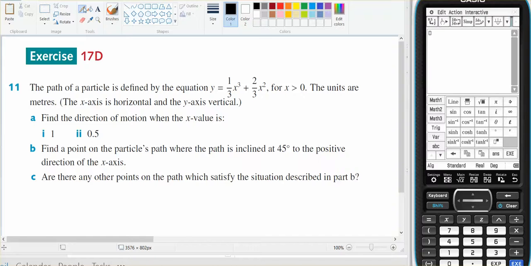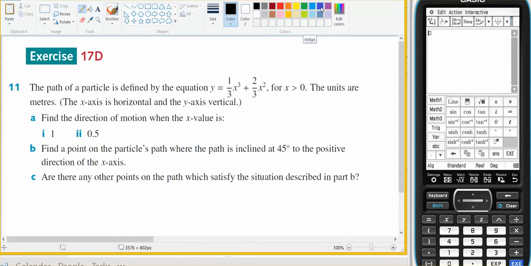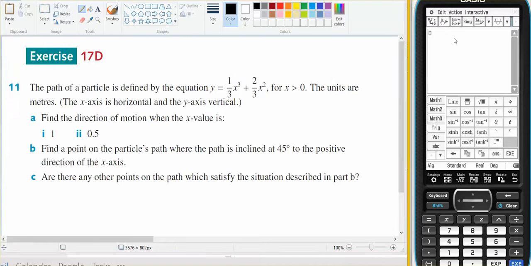This is for Year 11 Methods. It comes out of Chapter 17, 17D, question number 11. The path of a particle is defined by this equation, for x greater than 0. The units are in meters. The x is the horizontal and the y is the vertical.